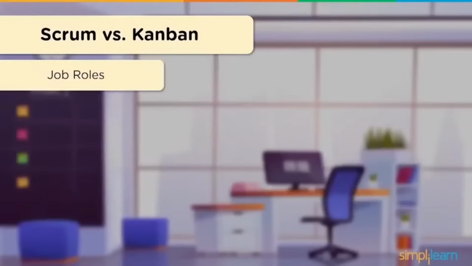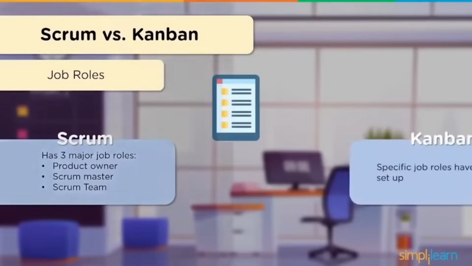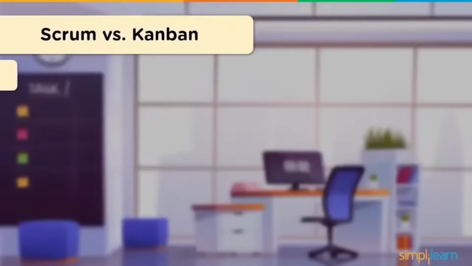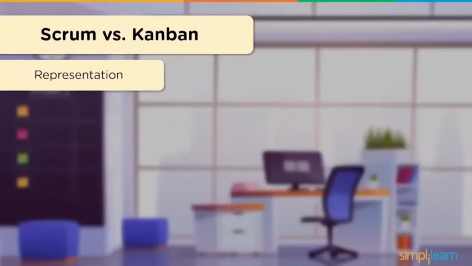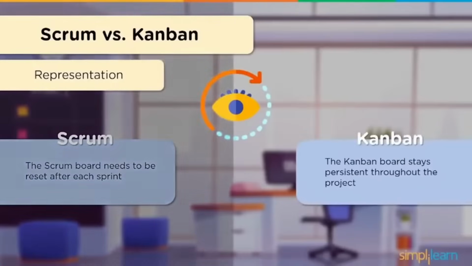Now, let's have a look at the job roles within these frameworks. Scrum has three major job roles: Product Owner, Scrum Master, and Scrum Team. With Kanban, you don't have any specific job roles. Now, let's talk about how data can be represented. With Scrum, the board needs to be reset once a particular sprint is complete. With Kanban, the board stays persistent throughout the entirety of the project.